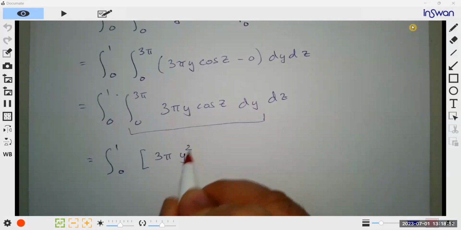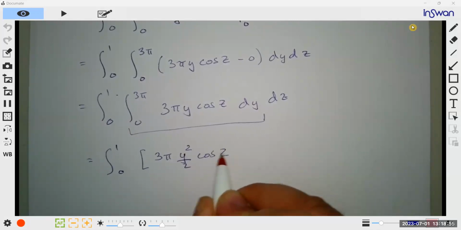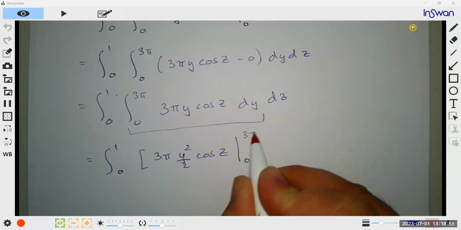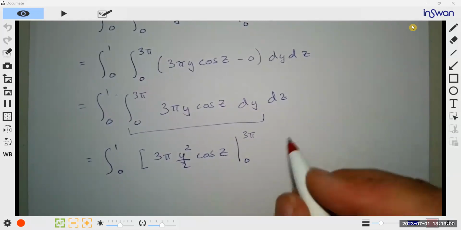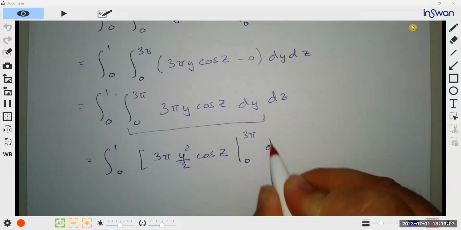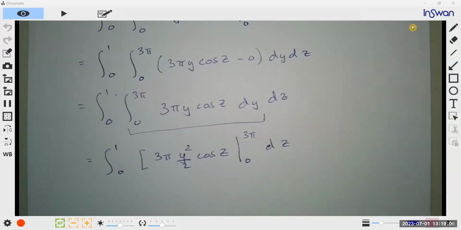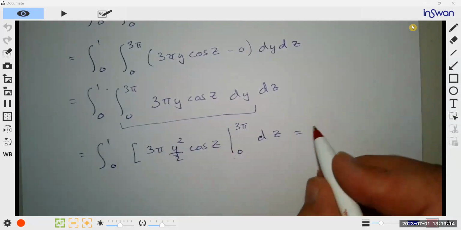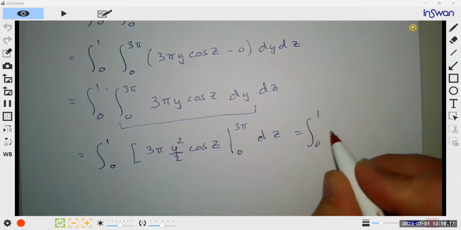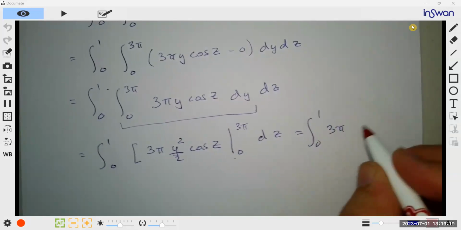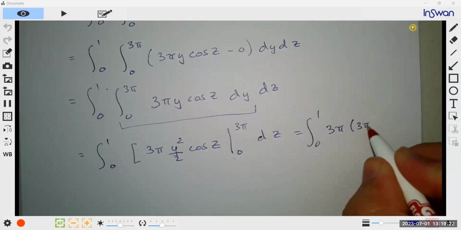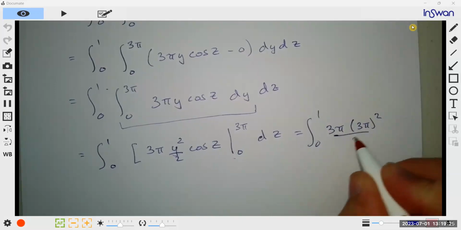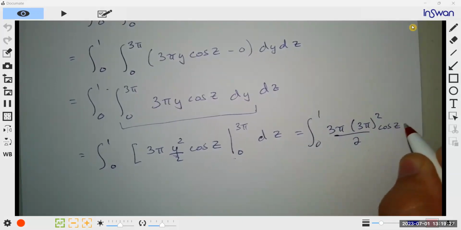Y becomes y squared over 2 from 0 to 3 pi. So since there's y, it's going to be 0. So it's just the first part, which is 3 pi squared over 2 cosine z.